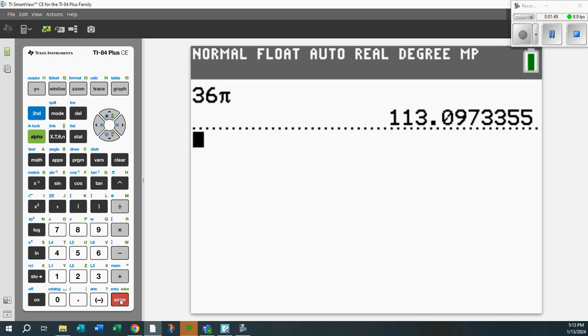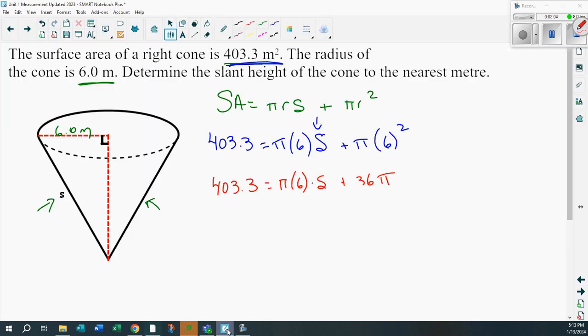Now, I know it's got all these ugly decimals in there, but I'm going to show you how to use the history button on your calculator here to keep those decimals in check, okay? So for right now, just for simplicity, I'm just going to write it down as 113. Okay, don't overcomplicate things. That's 113.